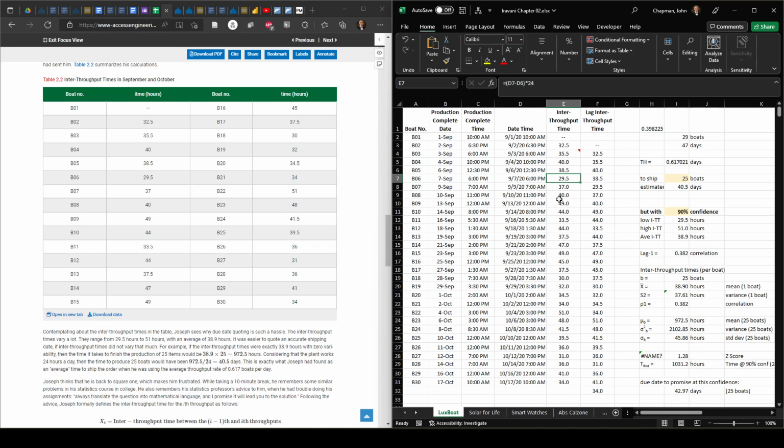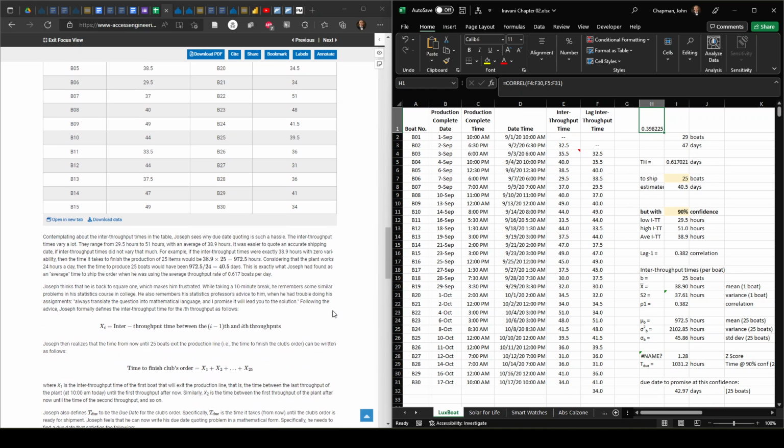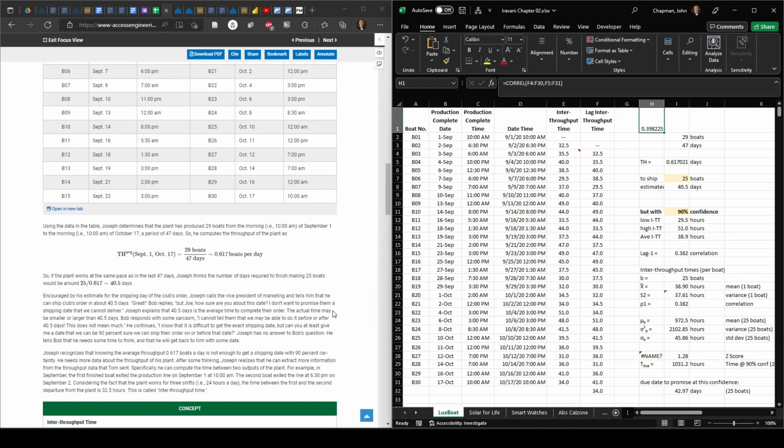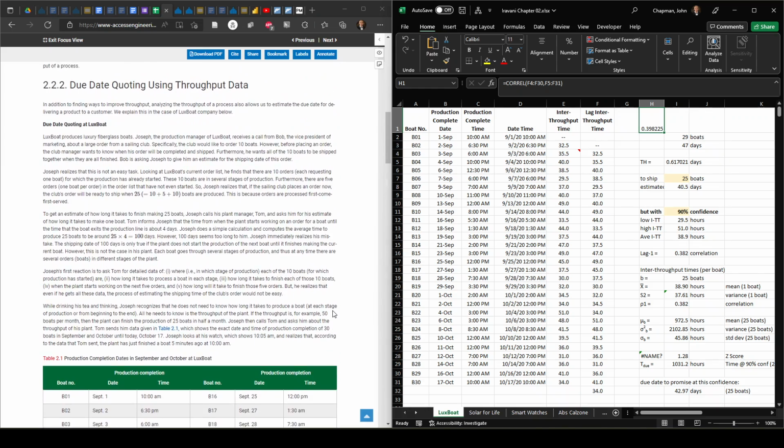So we have the inter-throughput times, and here's that correlation number, right? This is the lag correlation that it talks about in terms of identifying independence. How independent are these outputs? We find out that they are not completely independent. But we have 29 boats in 47 days. That gives us a throughput of 0.617 boats per day, right? One boat per 0.61 days.